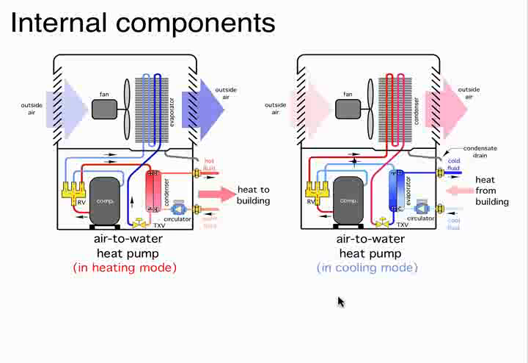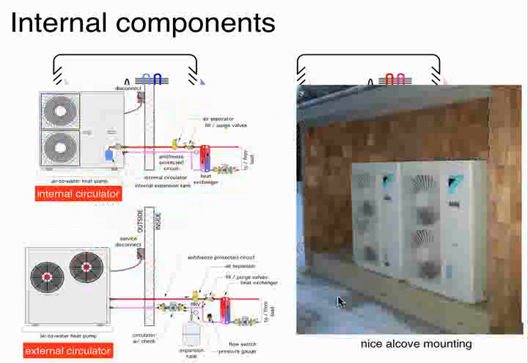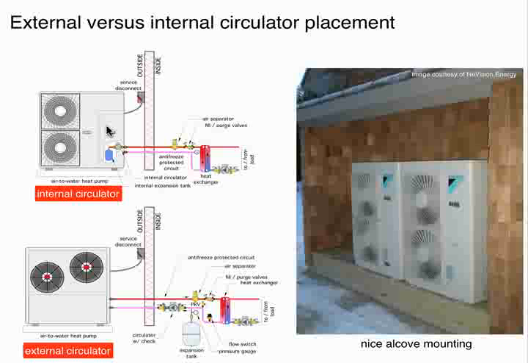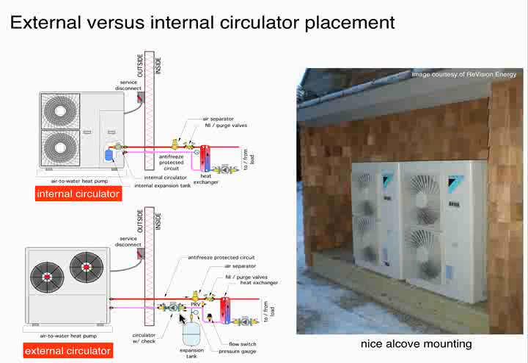Okay, now I mentioned some of the products that are available have internal system-related components like a circulator and an expansion tank. The Daikin unit is one example of that. Other units don't have any internal circulators, so we have an external circulator.